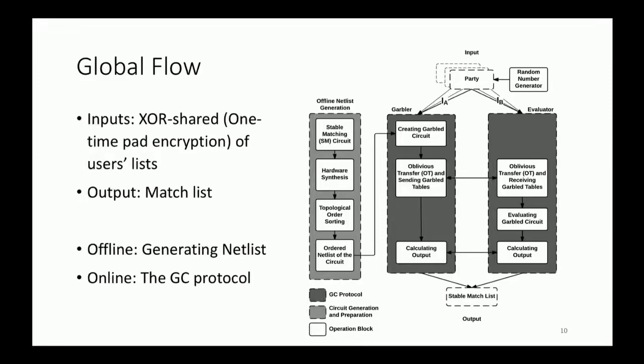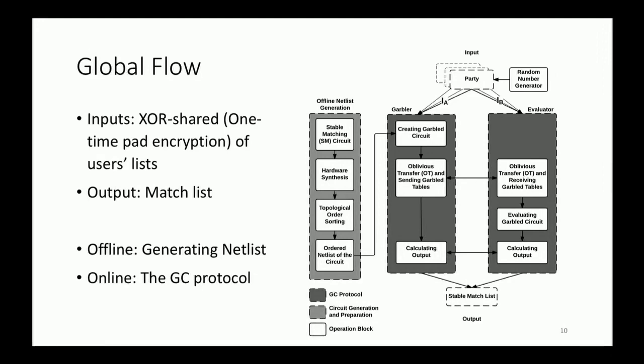This is the global flow of our end-to-end system. It starts with describing the functionality as a Boolean circuit. So we have written the stable matching algorithm in Verilog, a hardware description language. Then we have fed that into a hardware synthesis tool to get the netlist. Then we topologically sort the netlist to avoid any deadlocks. And at the end, we have a sorted netlist of the function.